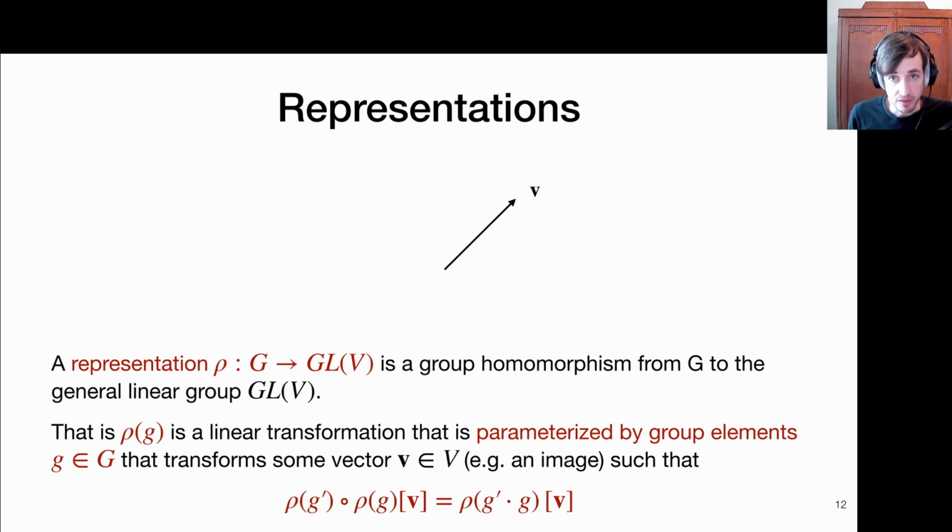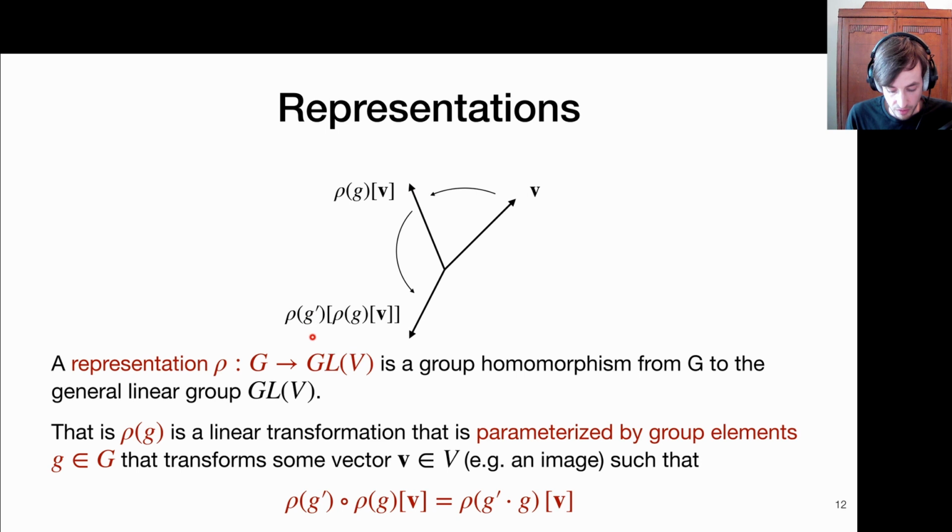So let's make it visual. So we have a vector. We can transform this vector via some representation rho, which is parameterized by a rotation angle, for example, which generates this vector. If I then rotate it again with, let's say, G prime, another rotation angle, I end up at this location. And I could have as well done that directly using the representation which was parameterized by the product of these two group elements. Okay, so representations are transformations that respect the group structure in the following way.